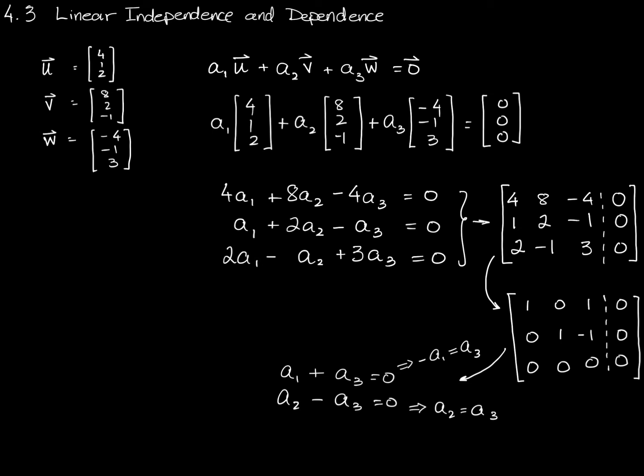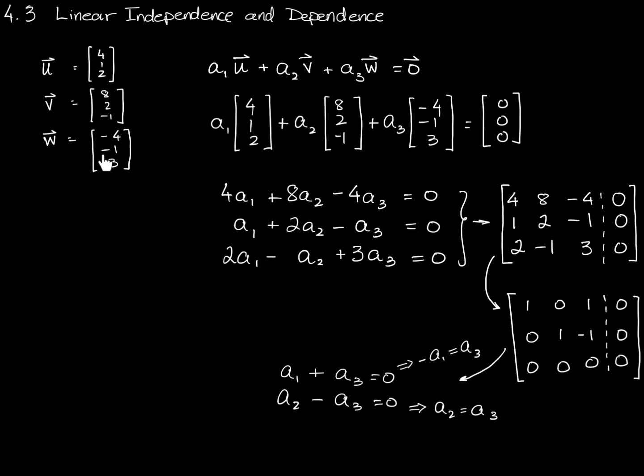Now sure, A1, A2, and A3 can all be 0, but what this tells me is that it doesn't have to be. They don't all have to be 0. I can find other values that will do this job for me. That's how I know that these three vectors are linearly dependent.